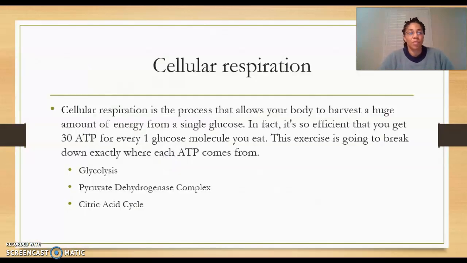Okay, so cellular respiration is the process that allows your body to harvest a huge amount of energy from a single glucose. In fact, it is so efficient that you get 30 ATP for every one glucose molecule you eat. So this exercise is going to break down exactly where each ATP comes from. So I'll be talking about glycolysis, the pyruvate dehydrogenase complex, and the citric acid cycle.